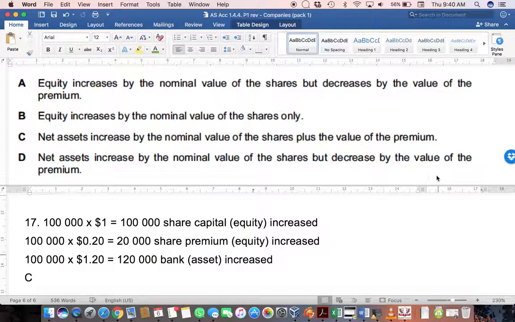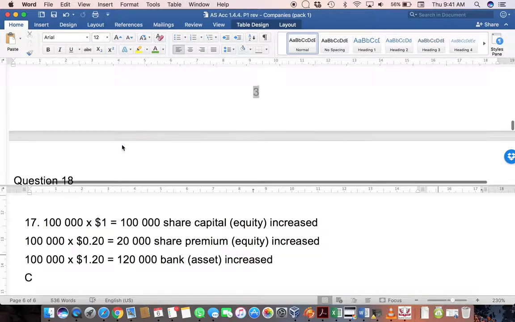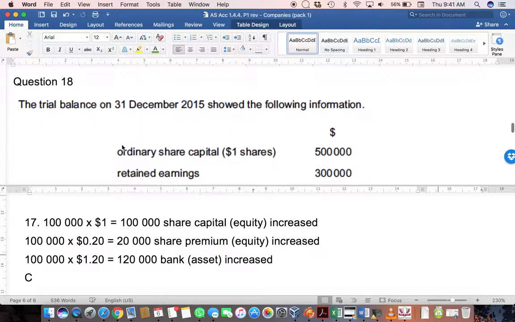Number D, we need to just check the net assets increase by the nominal value but decrease by the value of the premium. In the same way that A is wrong, it's exactly the same for the same reason. In actual fact, notice here, net assets and equity mean exactly the same things. So the fact that they've used a different term here doesn't make them different. A and D are saying exactly the same thing. Fortunately, we don't like either of them, and we would choose C as our answer.